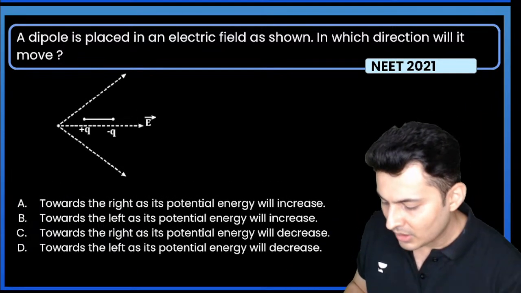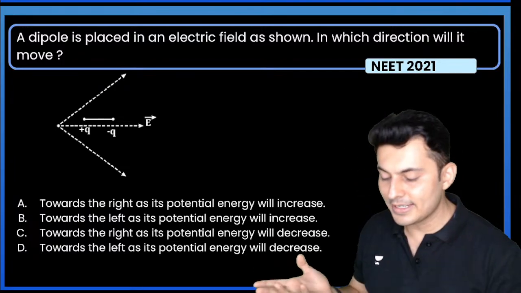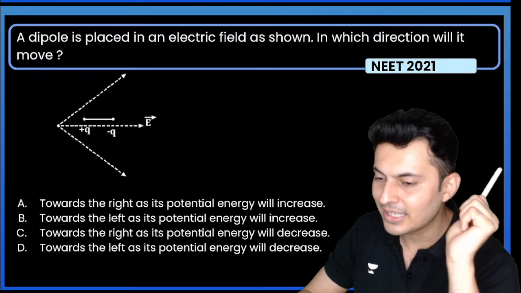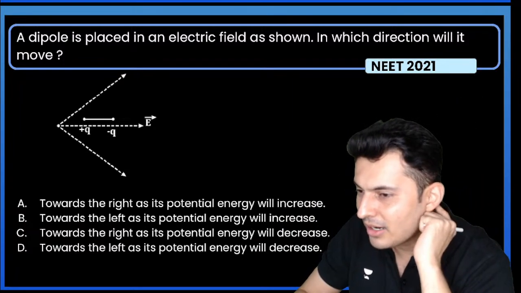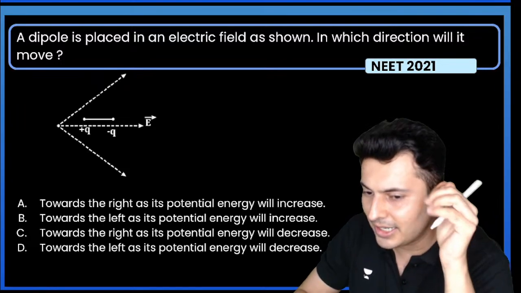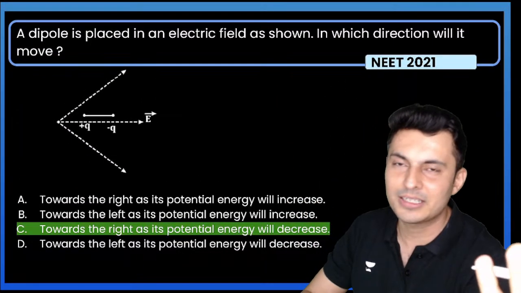Towards the right, towards the left? But potential energy increases, decreases? Okay, beautiful. Everybody saying C. Is that so? Are you sure, 100% guarantee? Lock it? Achha, let's see guys. You guys are correct. Yeah, C.